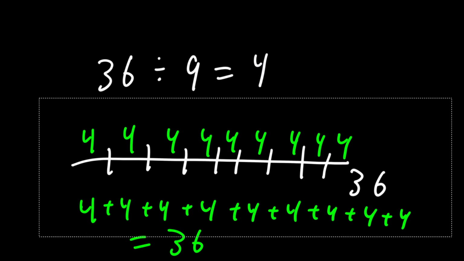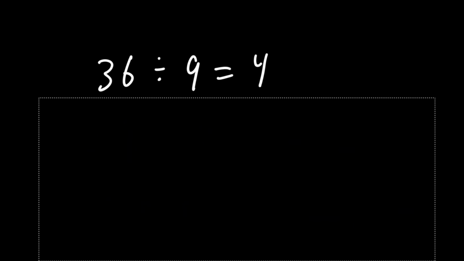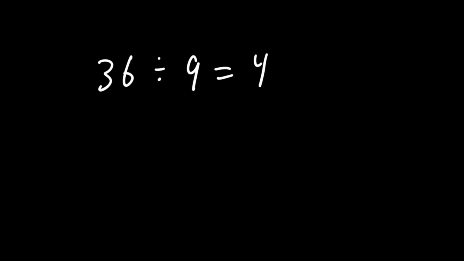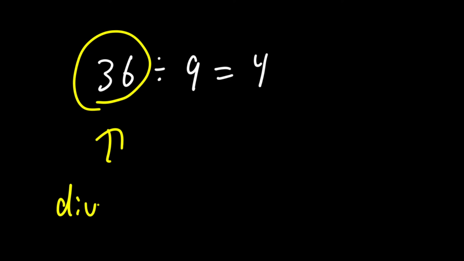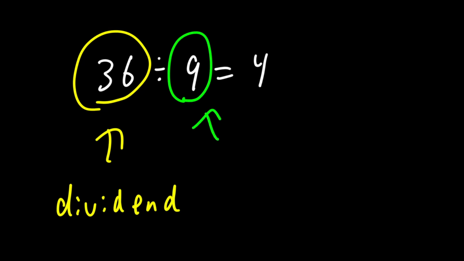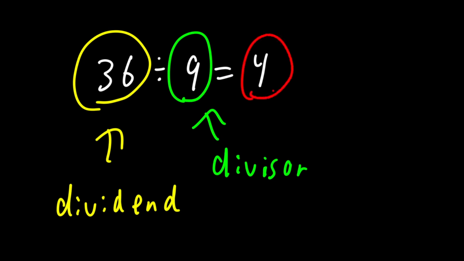Now, is there an easier way to check our answer? Let's introduce some new vocabulary. This number here, this is called the dividend. This number here is called the divisor. Notice how the dividend is being divided by the divisor. So the dividend is the number that we're dividing. The number 4 is the quotient. And this is basically your answer.